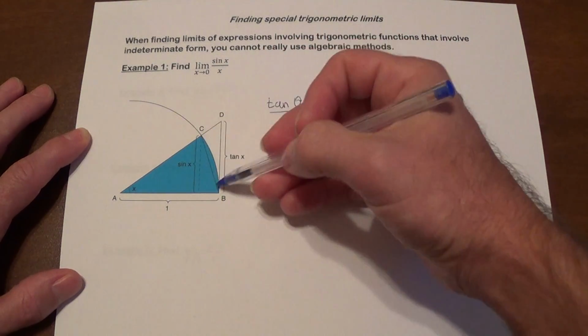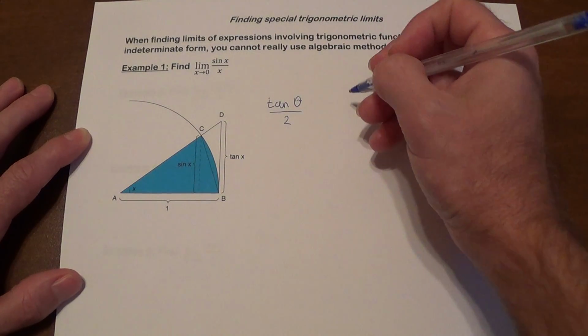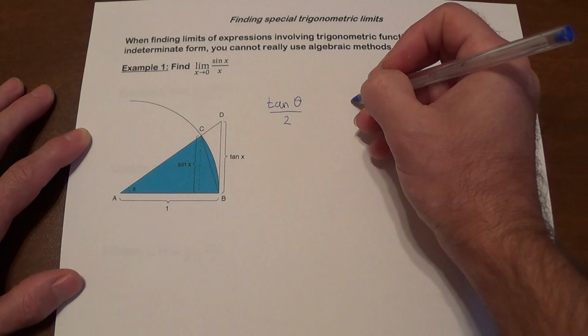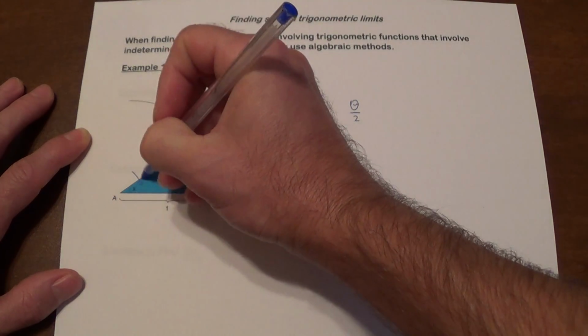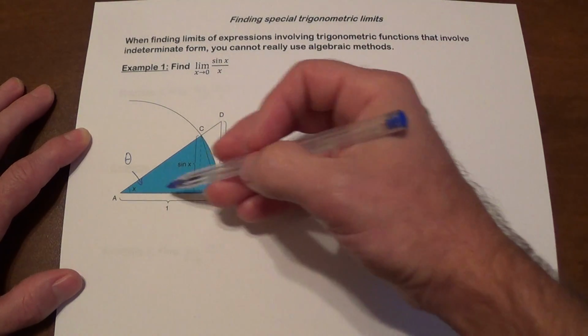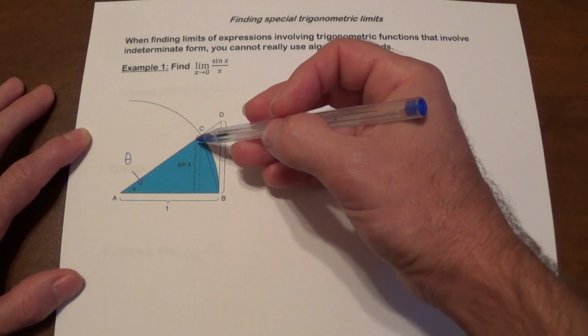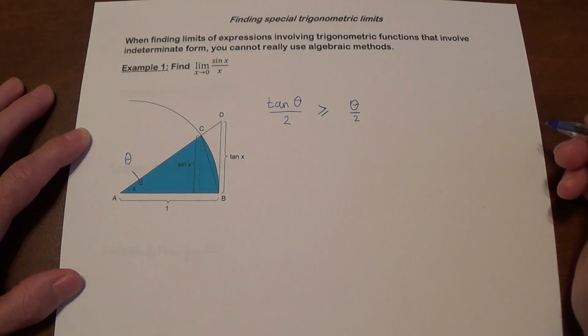Then we have this sector. The area of the sector is determined through radians as theta divided by 2. Again, we refer to that here as theta. We know that the area of this triangle is not going to be less than the area of the sector, so we can connect them with this.